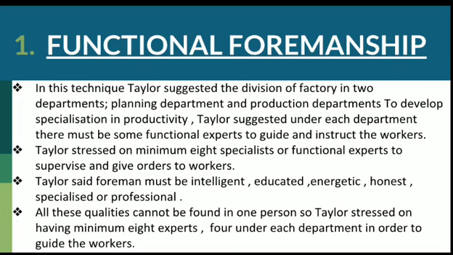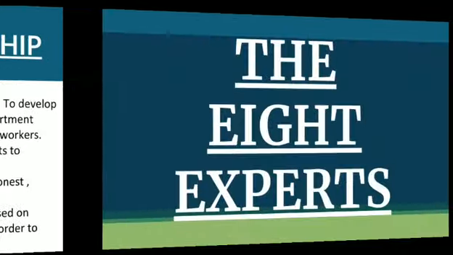So Taylor said that foremen must be very intelligent, educated, energetic, honest, specialized, and professional as well. So all of you know that all these qualities cannot be found in one single person or individual. Therefore, what Taylor stressed on is having minimum 8 experts with different specialization in what they are good at, and 4 under each department were placed in order to guide the workers. So we'll study about the 8 experts here.